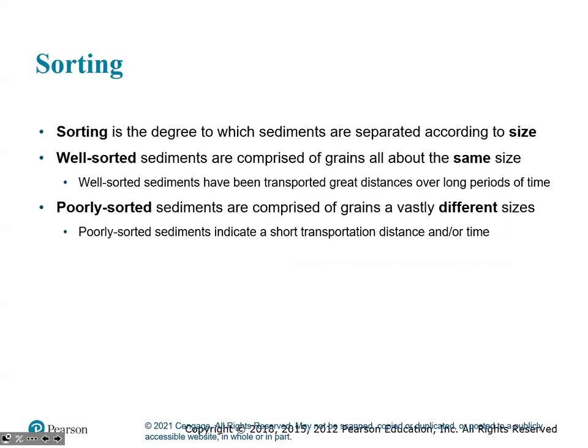And sorting is the degree to which sediments are separated according to size. If they are well sorted, they are comprised of grains that are all about the same size. These have been transported a long distance and over long periods of time, because the sorting process involves being carried through streams generally. Poorly sorted sediments are comprised of grains of vastly different sizes. These indicate usually a short transportation distance or time, or they might have been carried by a glacier. Glaciers don't sort.